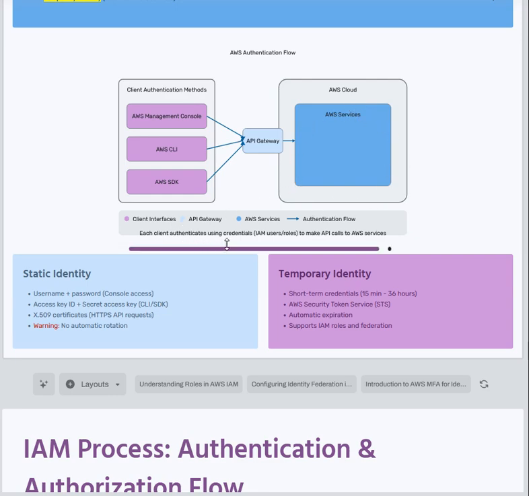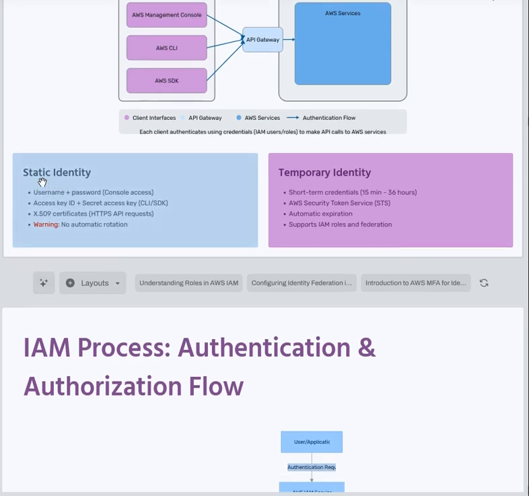Each client authenticates using credentials, IAM users or roles, to make an API call to an AWS service. So all of them are calling this API, right? API calls to AWS services.